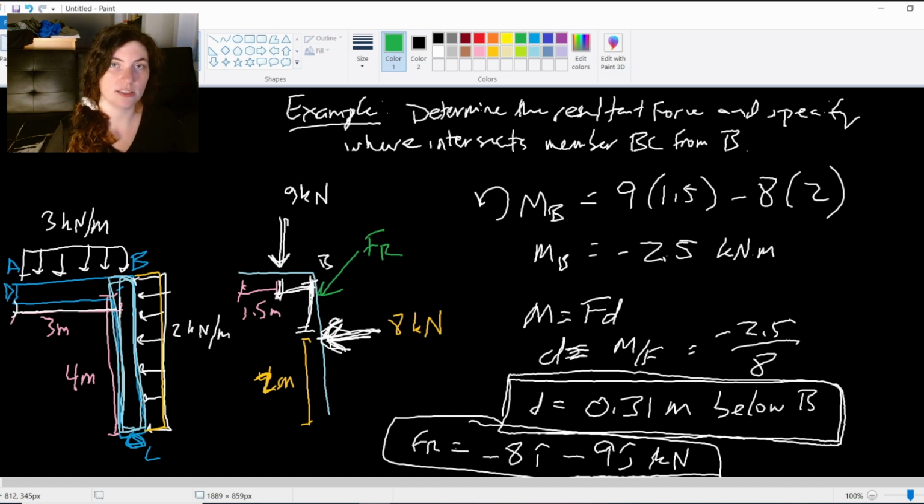So the general process is take an integral if you have to find the centroid. But if not, use the areas. Use the areas to find your distributed loadings. Simplify your distributed loadings. Then find your resultant forces. And if you need to specify the distance, use moment equals F times d to specify where that force is acting on your member.